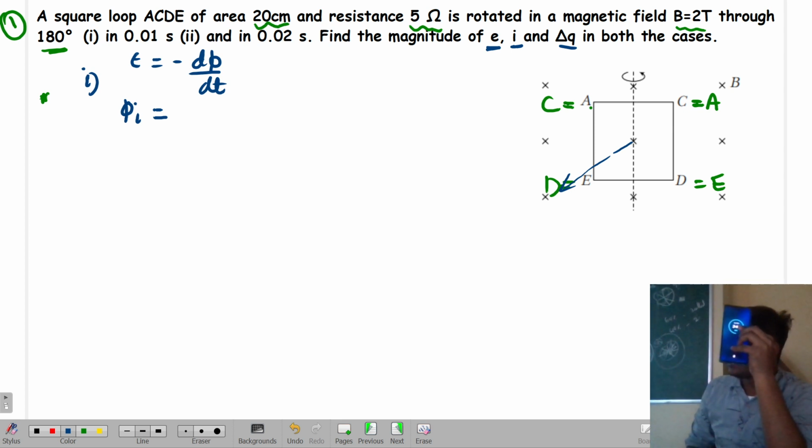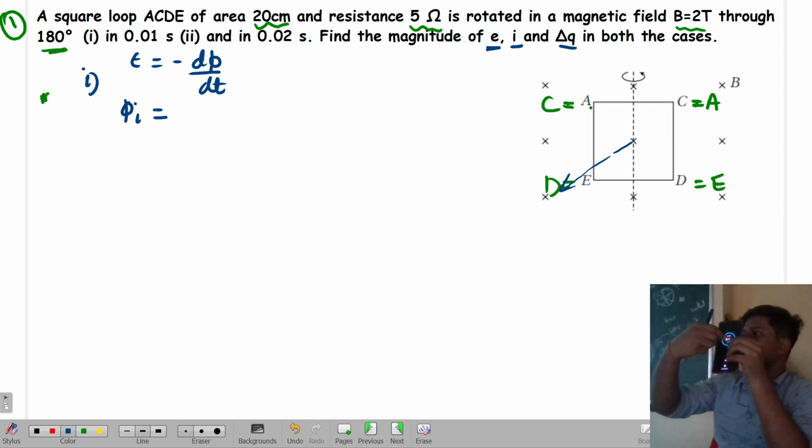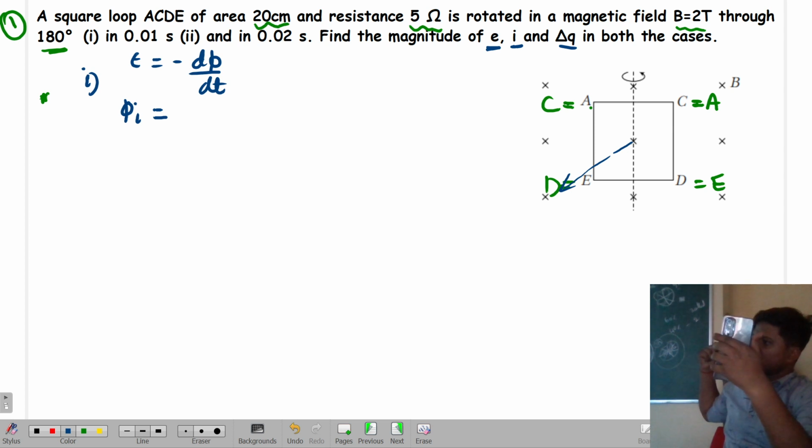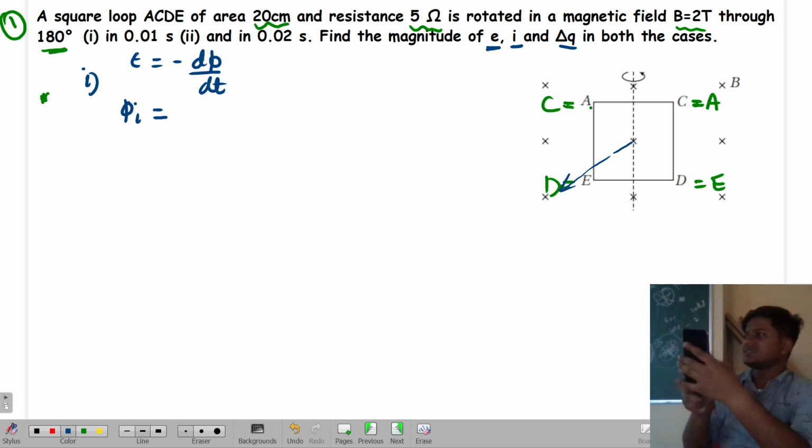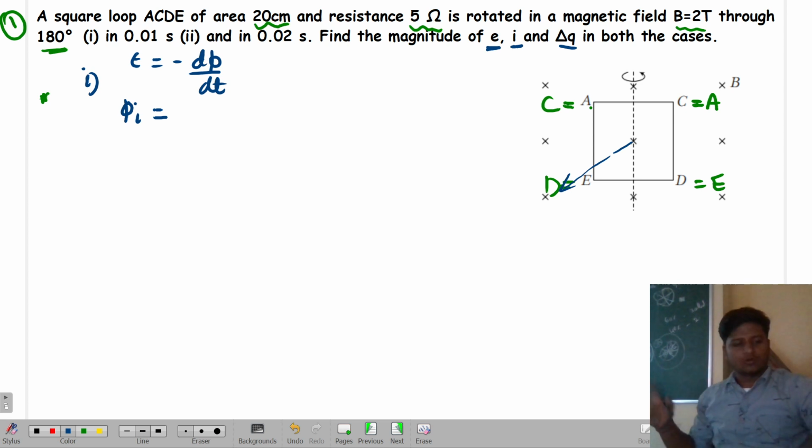This is my particular plate. Magnetic field is inside it. Normal I can draw this way or not. How much is the angle between normal and the magnetic field? 0 degree or not? If you rotate it by 180 degree, what will happen? This normal will come outside and it will become 180 degree. Either you can consider initially 180 degree and finally it will become 0 degree. Both of the case angles are just changed. So first case I am considering it to be 0 degree.